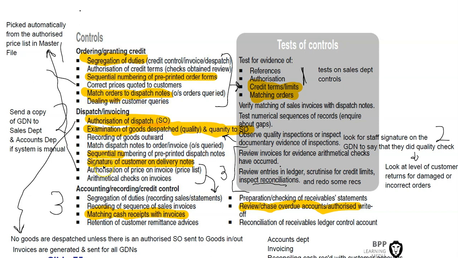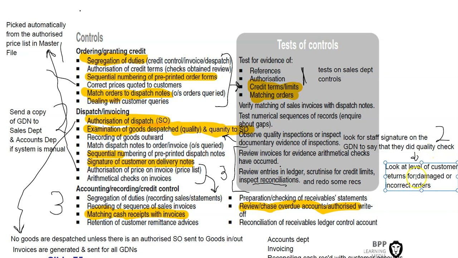And the test that you do for that would be to get a copy of goods. So let's pick a sample of goods received notes and look for the employee signature on them to say that they did the check. So here it is here. I said look for staff signature on the goods dispatch note to say they did the quality check.